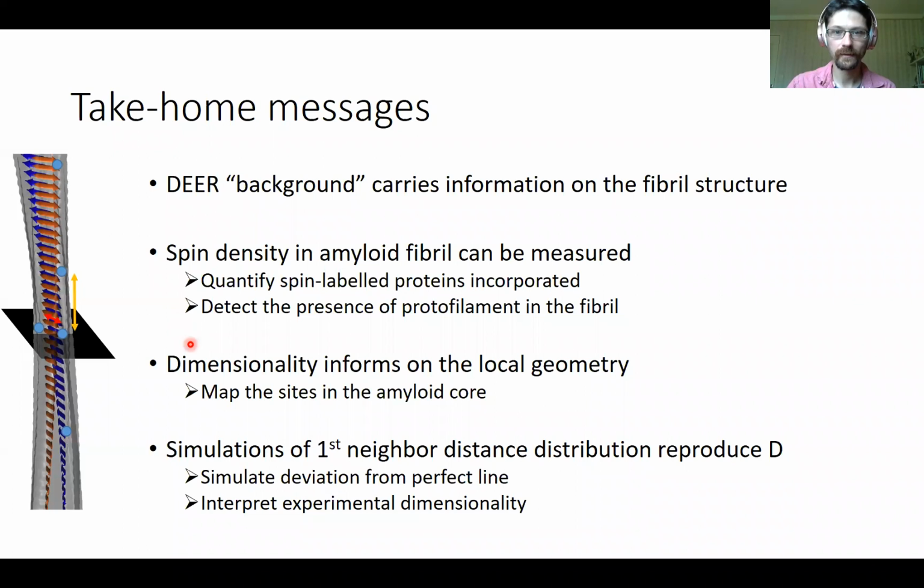The dimensionality informs qualitatively on the geometry of your spins, and potentially on mapping the sites in the core. And finally, using the first neighbor distance distribution, we could make a simulation that recapitulates D, and that can help to interpret the observable, in particular suggesting that the flexibility of the label is measured here.